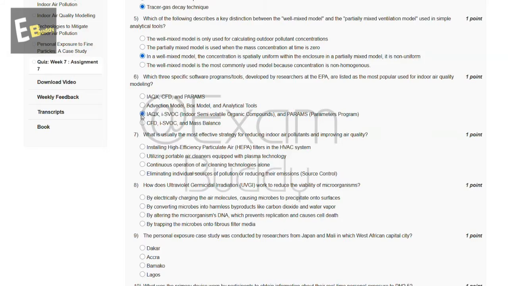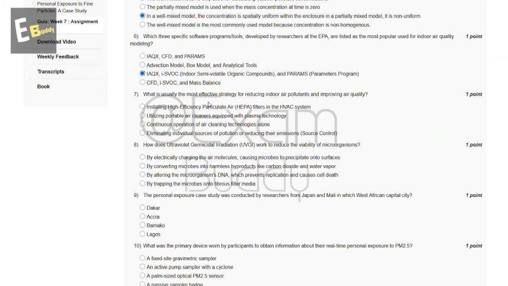And now let's go to our question number 7. What is usually the most effective strategy for reducing indoor air pollutants and improving air quality? So these are the options, and the answer of our seventh question is D. Eliminating individual sources of pollution or reducing their emissions. Source control.